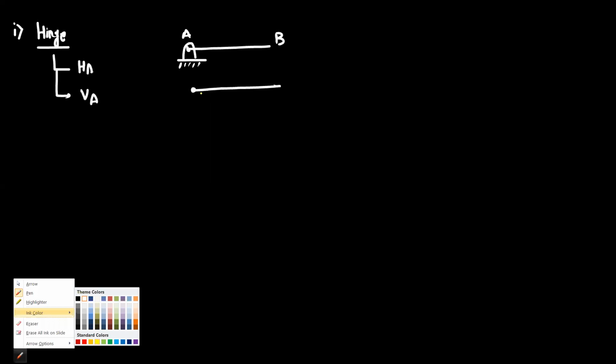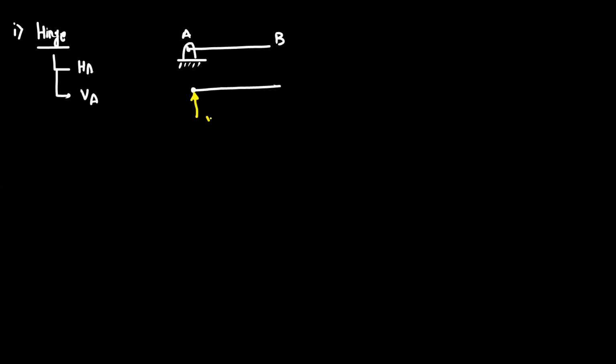We will just summarize this. The first is the hinge support. Hinge support has two reactions, HA and VA, and this is the representation. Suppose this is A and B, and in the free body diagram you will draw the rod AB only, and at this point you will show the reactions. So this is VA, and this is HA.